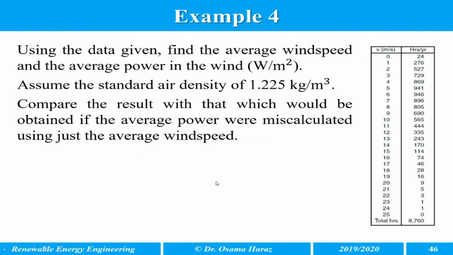This example will show you how to use this data. Using the data given, find the average wind speed and the average power in the wind, in watts per meter squared. Assume that the standard air density is 1.225 kg per meter cubed. Compare the results with what would be obtained if the average power were miscalculated using just the average wind speed.